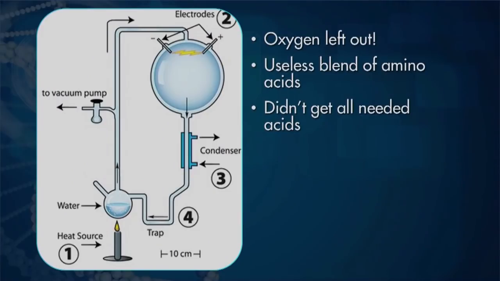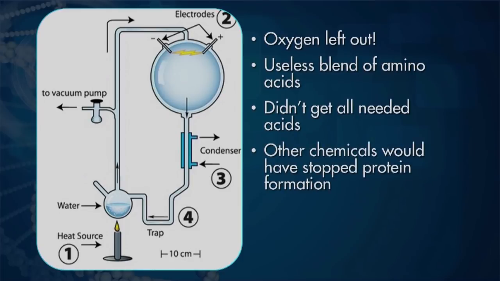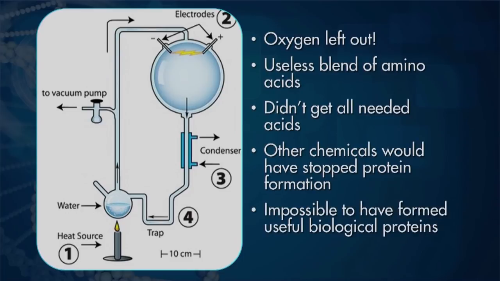He also got a useless blend of amino acids. Half of them are right-handed, like a right-handed glove. Half of them are left-handed, like a left-handed glove. And yet life only uses left-handed amino acids. But he always got 50-50 of each, and they're identically reactive. He didn't get all 20 different colors. He got other chemicals that would stop the proteins from forming. And it's never been shown how you could get them all to line up in the right order.